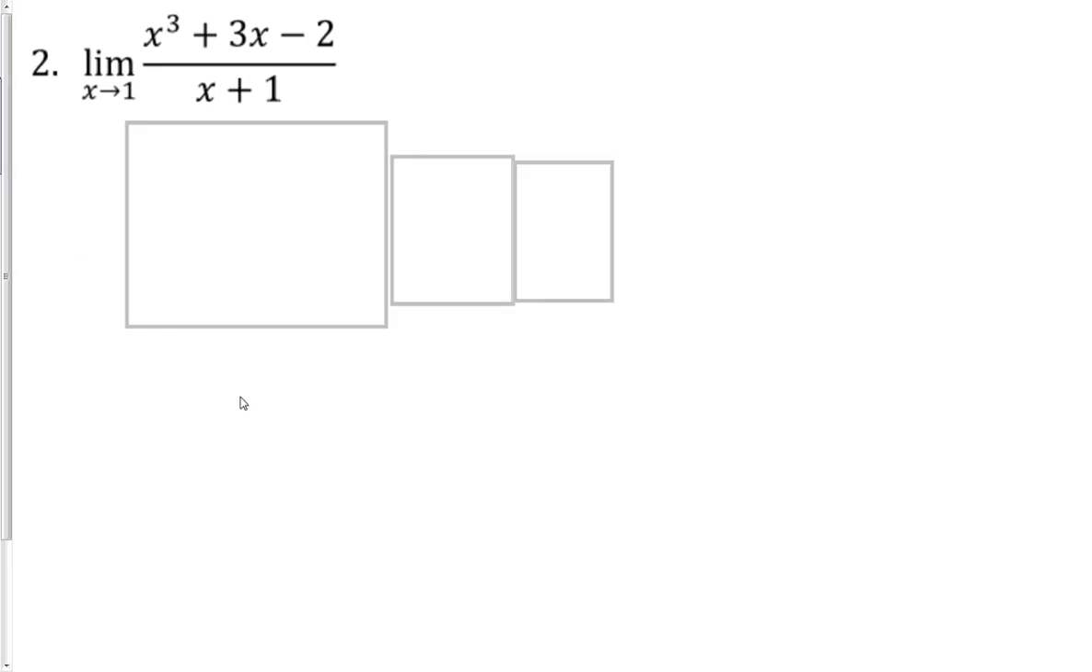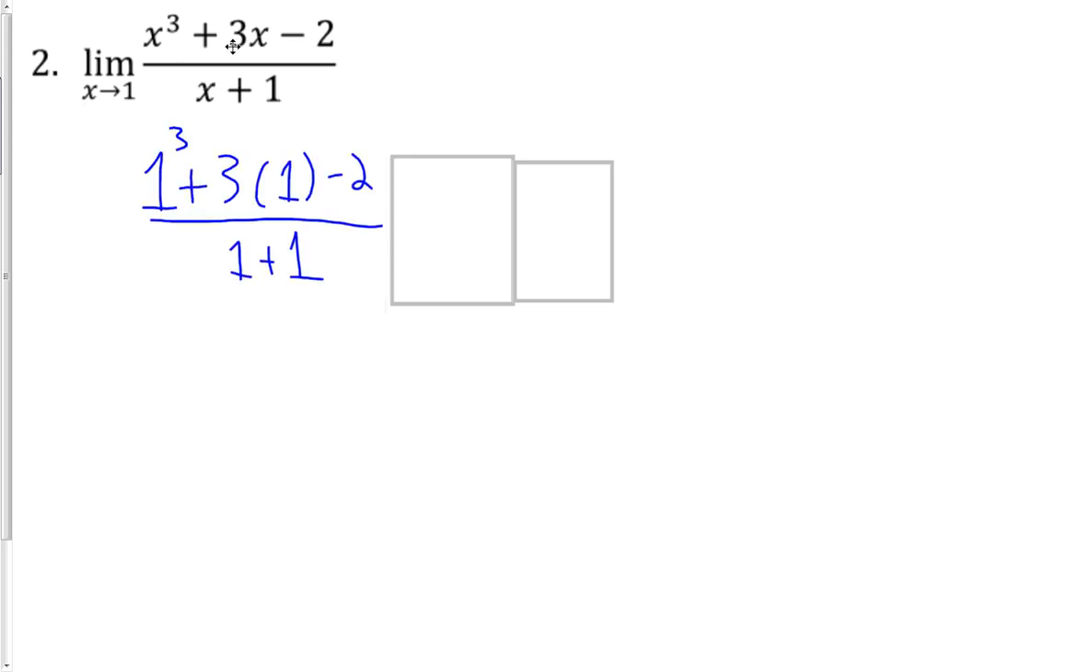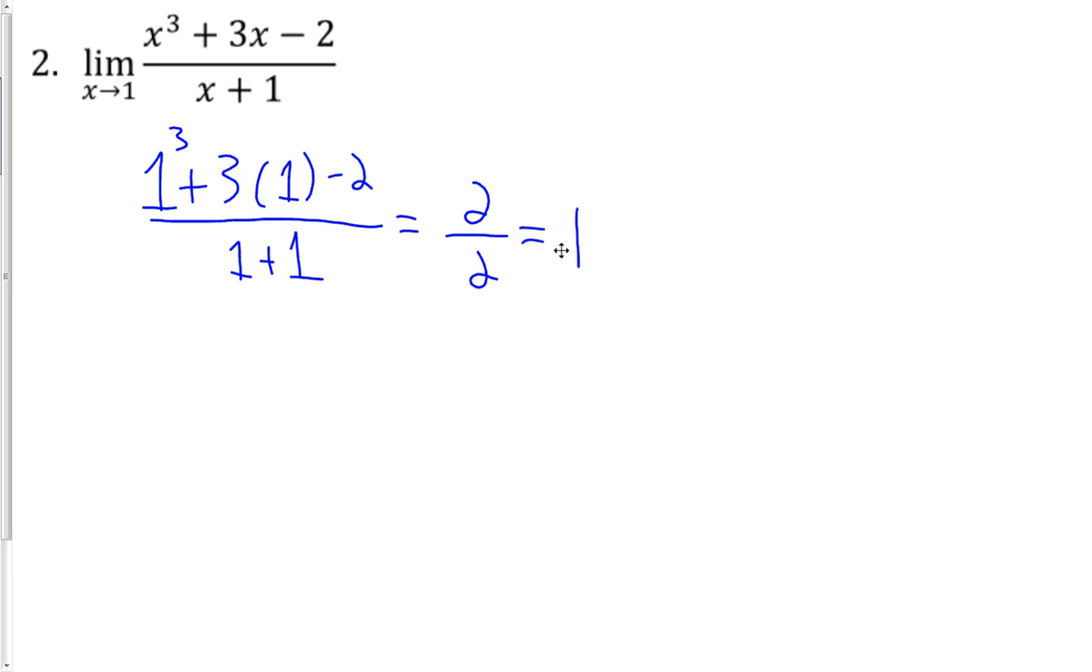Next, x cubed plus 3x minus 2 over x plus 1 as x goes to 1. We're plugging in 1, we get 1 cubed plus 3 times 1 minus 2. So 1 plus 3 minus 2, 4 minus 2 is 2, all over 1 plus 1, which is 2. And 2 over 2 equals 1, and there's our limit. The limit is 1. Pretty straightforward when it comes to direct substitution.